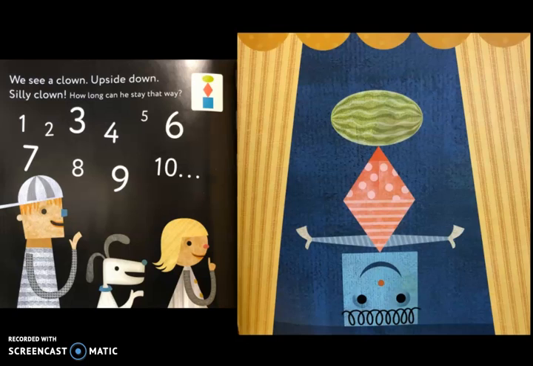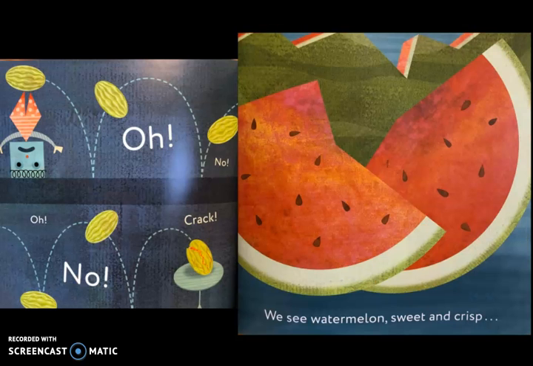We see a clown upside down. Silly clown, how long can he stay that way? 1, 2, 3, 4, 5, 6, 7, 8, 9, 10. Oh no, oh no, crack!